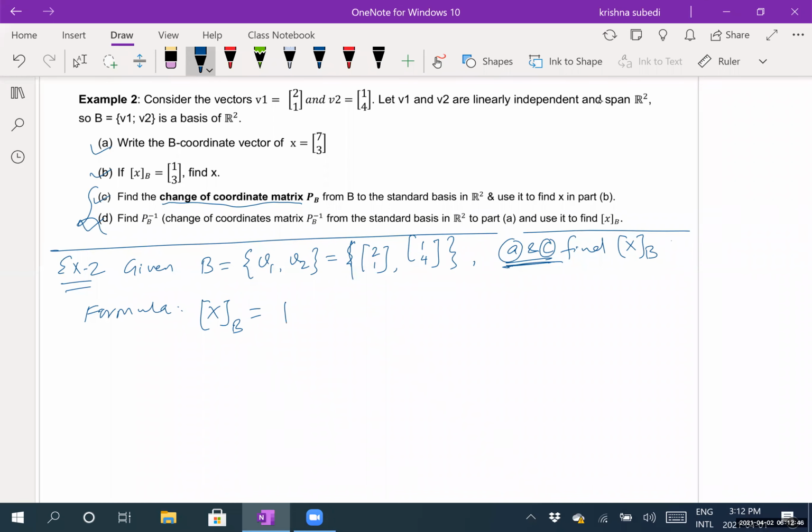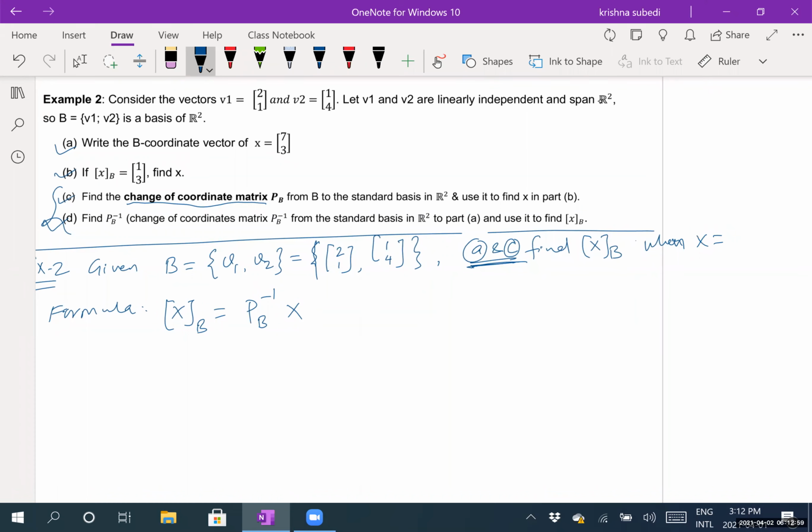xB equals PB inverse X. That's the formula. And X is also given. In part A and C, X is 7 and 3. Now all we need to do is PB inverse. PB means you just write down those two vectors here, 2, 1 and 1, 4. Find the inverse of that and then multiply with 7 and 3. All you need to do is this.